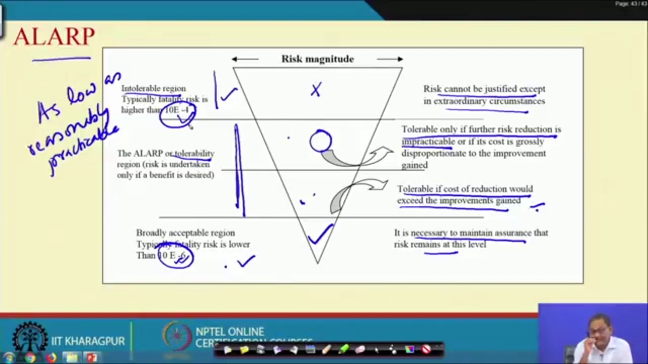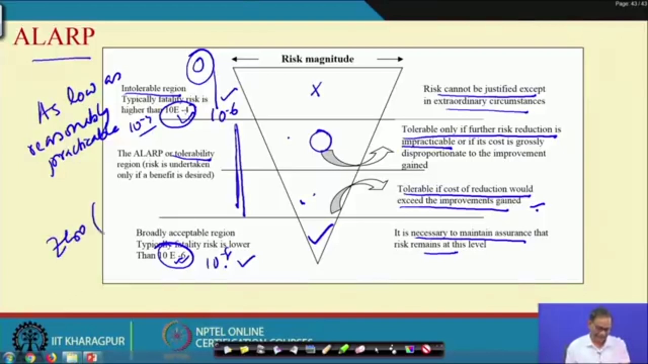So far I know it is the Dutch criteria, but please keep in mind you can create your organization-specific criteria. You may not accept this 10 to the power. You may say no, it should be 10 to the power minus 6, or it should be 10 to the power minus 8, or your case is such that it is 10 to the power minus 3. But whatever you do, if it is a fatality risk, I will always be interested in the value of 0, zero fatality.